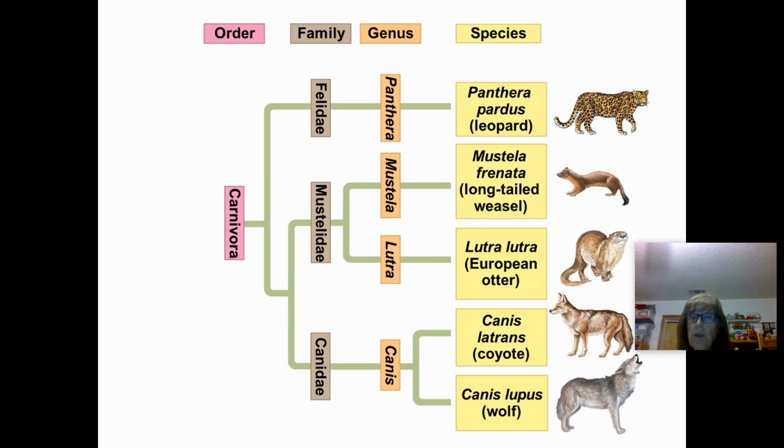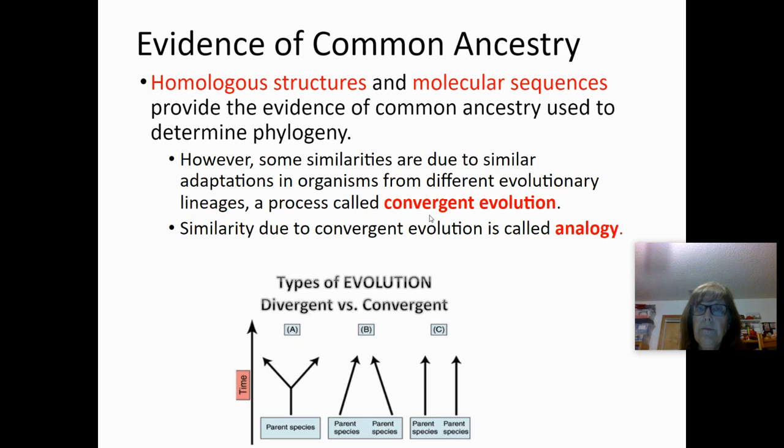So for example, if we look at the coyote and the wolf there, we can see that their genus name, they are both Canis. And then their species name, we have specifically a coyote, which is latrans. And then we have the Canis lupus, which means the wolf. And again, notice that the genus name is capitalized, the species name is not, but they are both italicized.